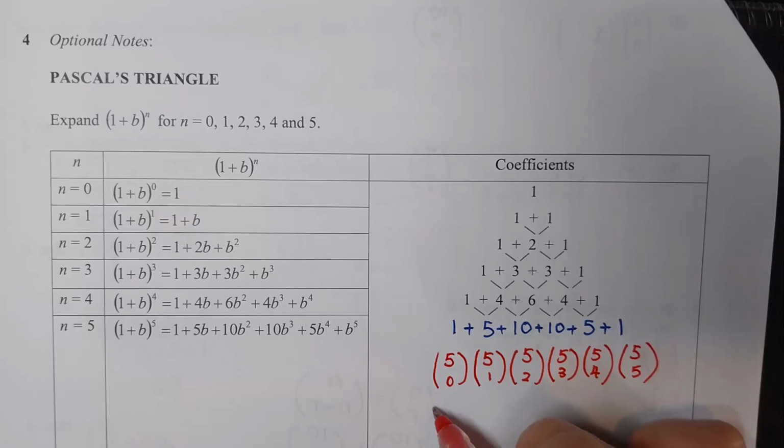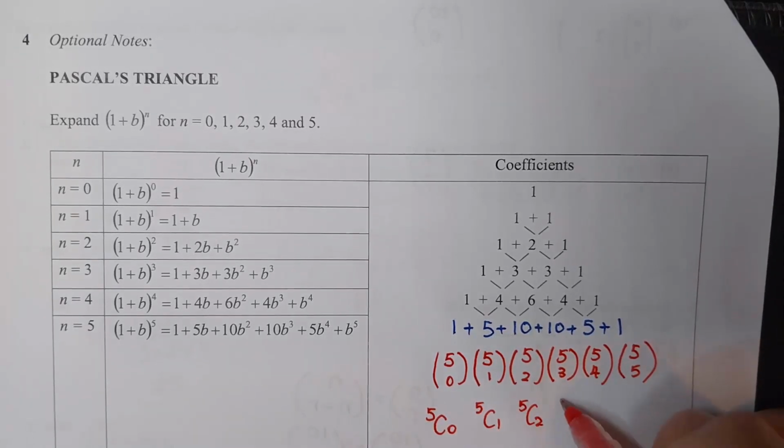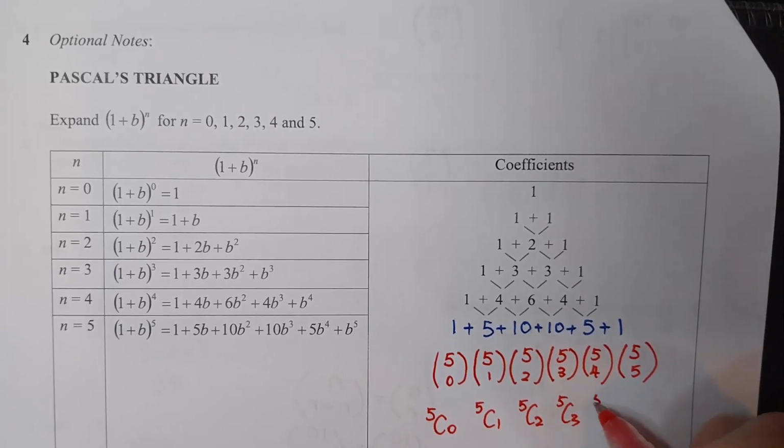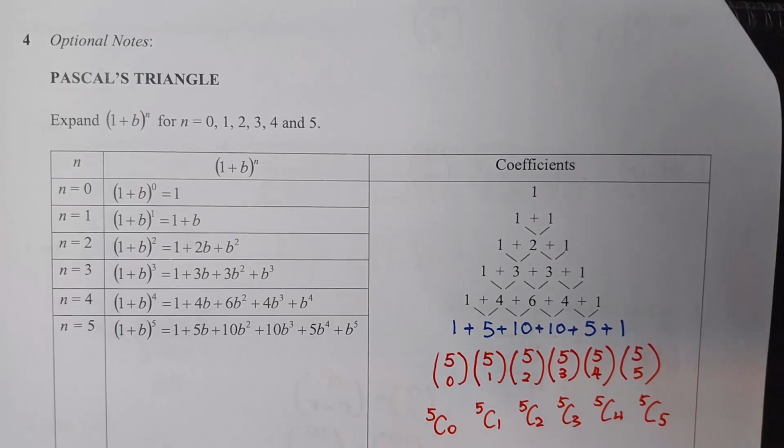And so another way of writing 5 choose 0 is actually 5C0, 5C1, 5C2, 5C3, 5C4, and 5C5.